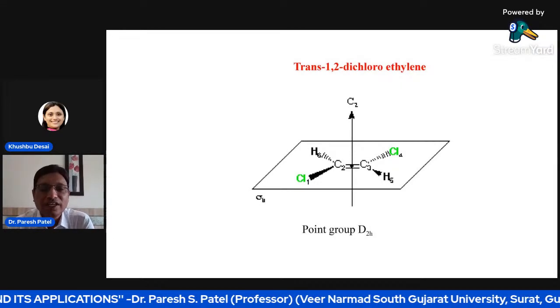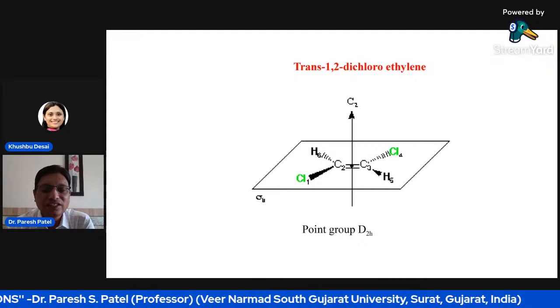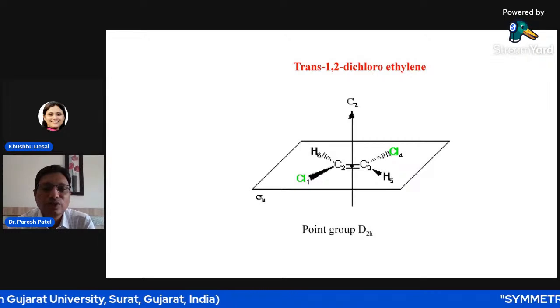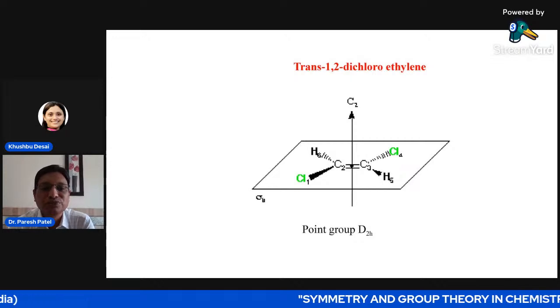Trans dichloroethylene. In case of trans dichloroethylene, E, C2, sigma h, and i are present. So the point group that can be assigned to this molecule is D2h. Next one, please.